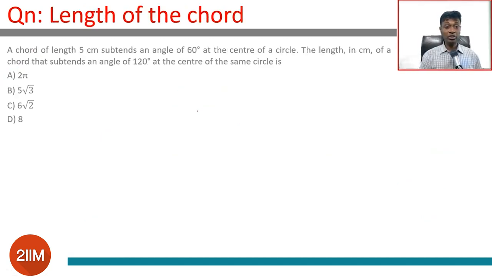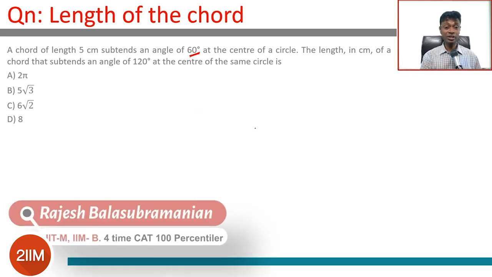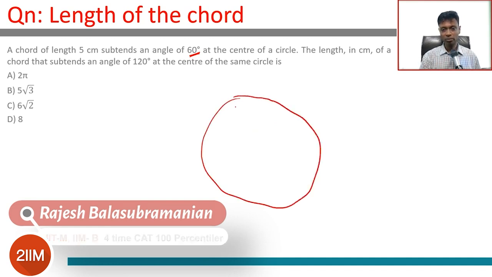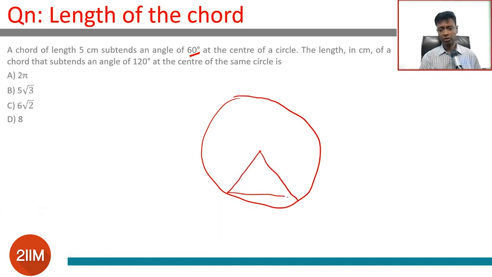A chord of length 5 centimeters subtends an angle of 60 degrees at the center of a circle. Center of a circle, 60 degrees, we know the radius straight away. I love this question because I know this number. Chord of length 5 centimeters makes an angle of 60 at the center.